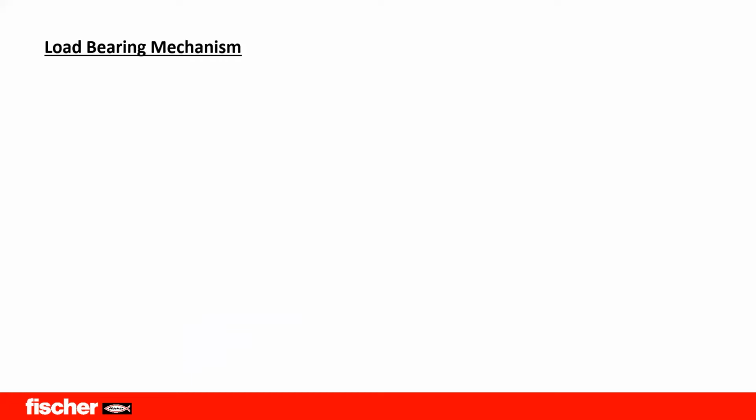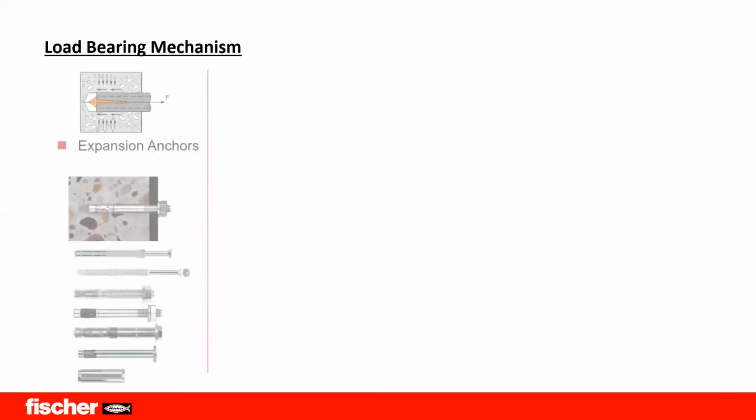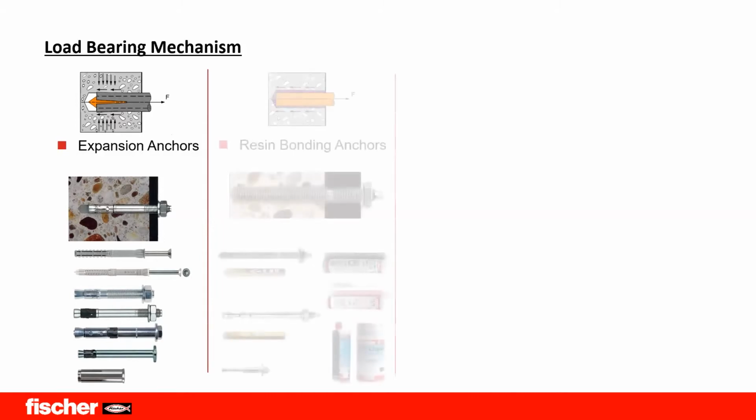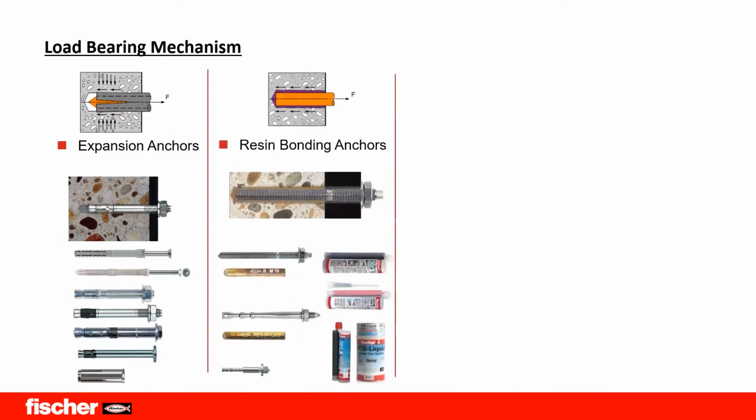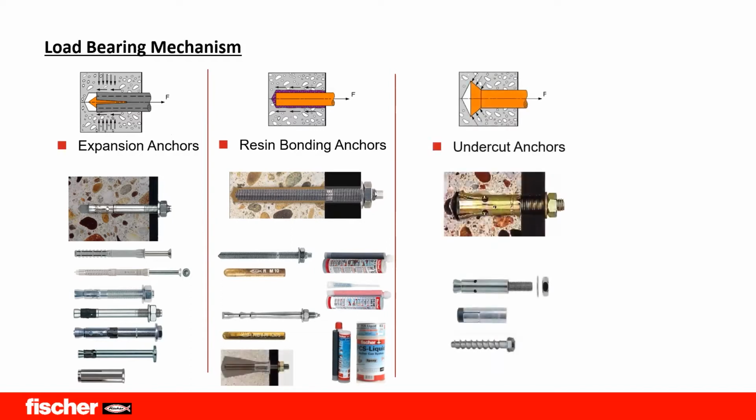Coming to the bearing mechanism, there are three types of load bearing mechanism involved for anchoring. The first one is expansion anchors. Basically, these steel anchors are fixed due to friction inside the drill hole. Number two is resin bonding anchors. These are chemical anchors which are fixed with bonding inside the hole. It can be either threaded rod or rebar or special type of anchors. Number three is undercut anchors. This makes a mechanical interlock inside the hole. So these are the most common three mechanisms available for anchoring.